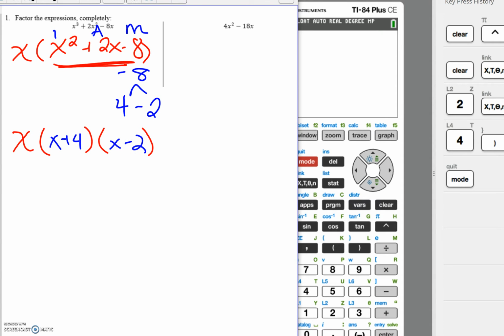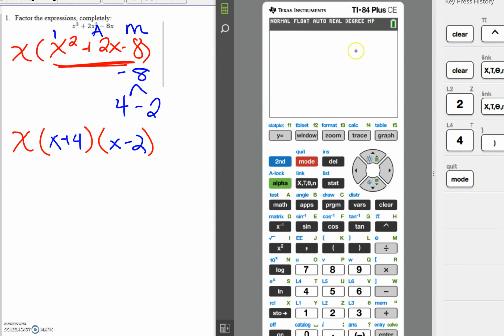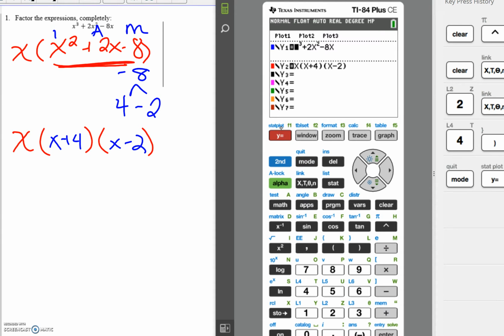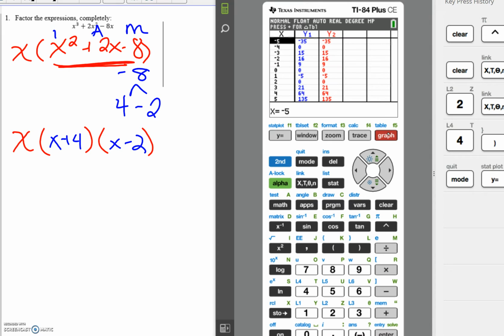Just a trick, you could use your calculator to help you decide if you came up with the correct expression. So when I go to y equals, I want to type the original into y1 and then my equation that we came up with in y2. From here, I'm going to hit second graph, and you should notice that the y1 and the y2 columns match, which means it's equivalent.